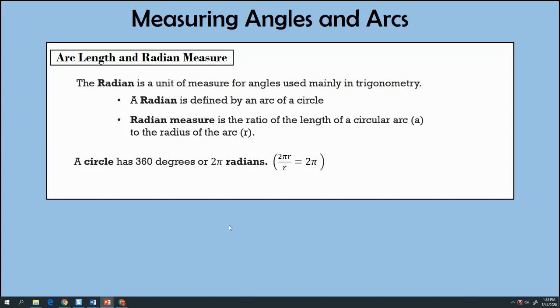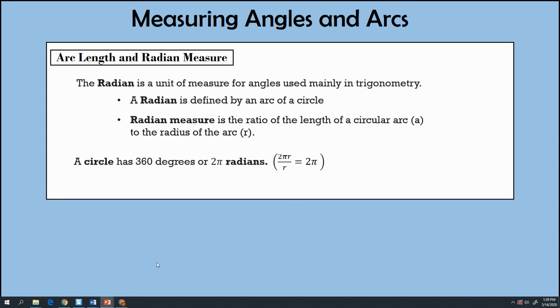Now, looking at the concept that a radian is the ratio of the arc length to the radius of the circle itself, if we look at a complete circle's arc length, that would be the circumference. That's 2 pi r. And if you take 2 pi r, which is a complete distance around the circle, and divide it by the radius of the circle, the r's cancel and you get 2 pi. So in radian measures, the distance around a circle is 2 pi. In degree measures, the distance around a circle is 360.